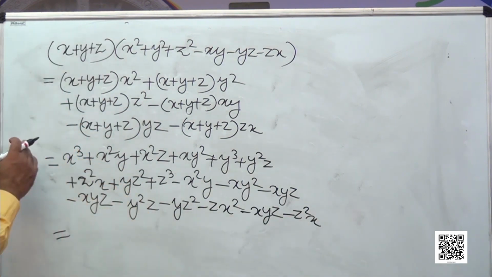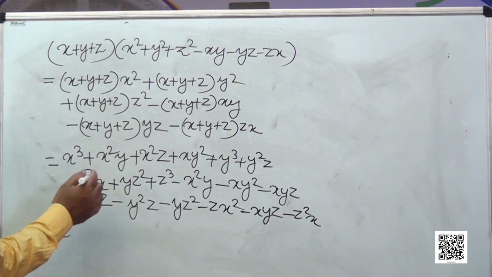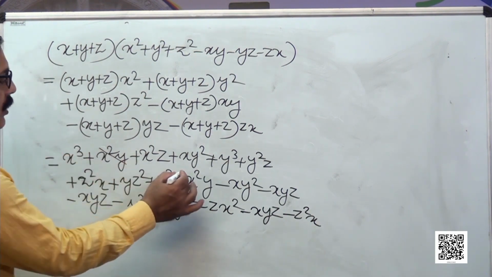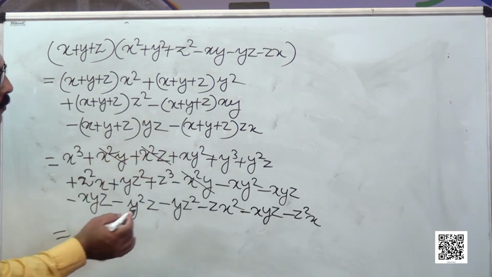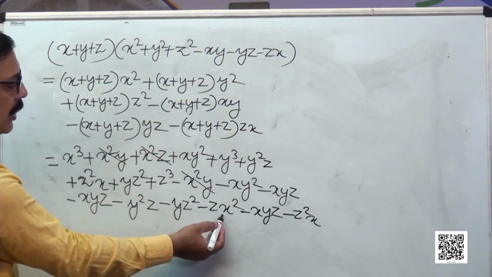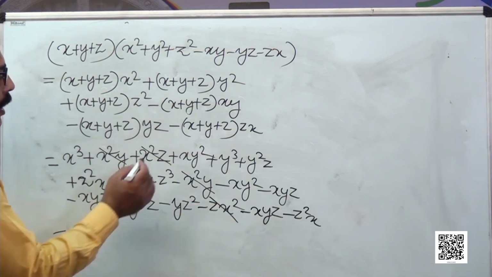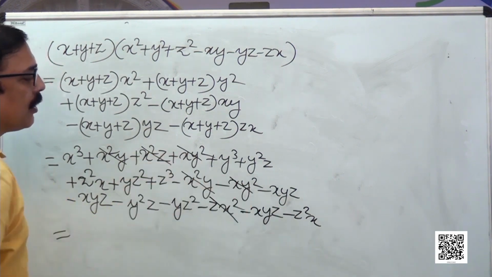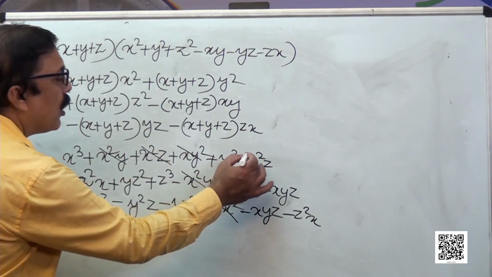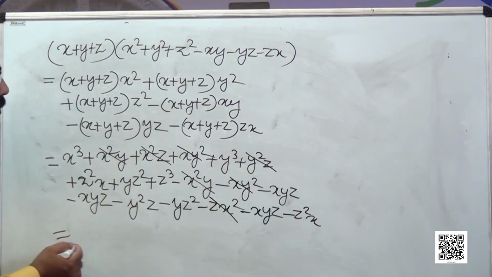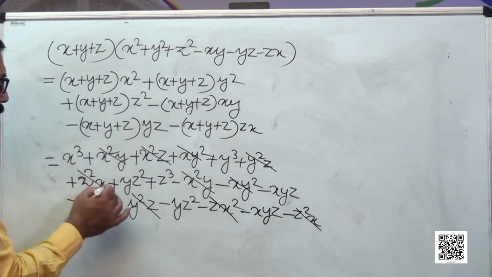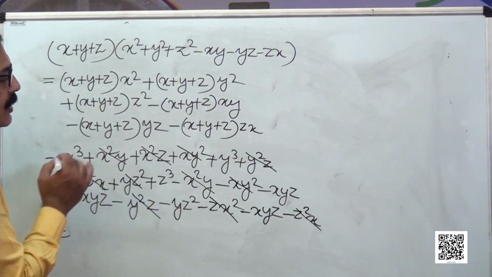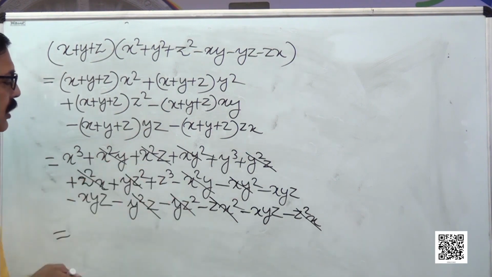Now if we look through it, x square y and minus x square y cancel, x square z and minus x square z cancel, xy square and minus xy square cancel, and plus y square z and minus y square z cancel out. z square x is cancelled out with minus z square x. yz square is cancelled with minus yz square.